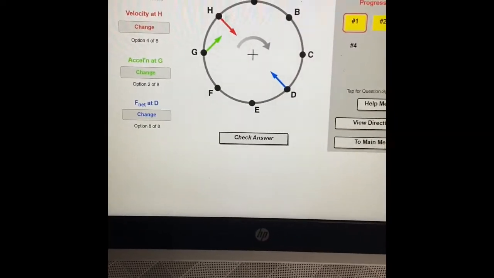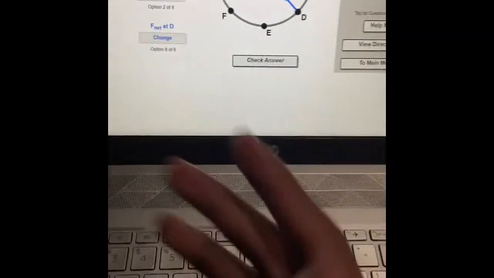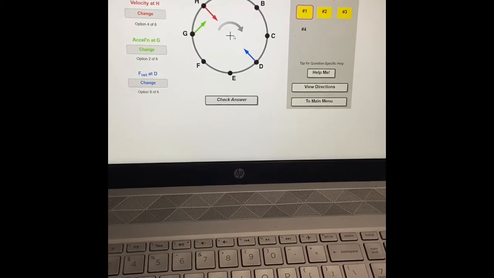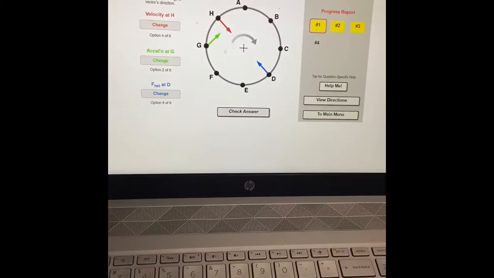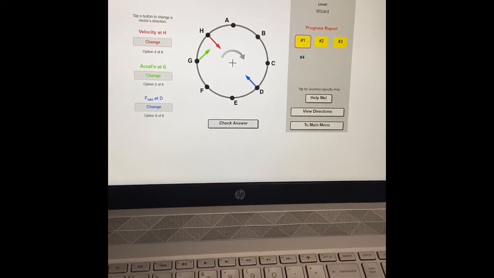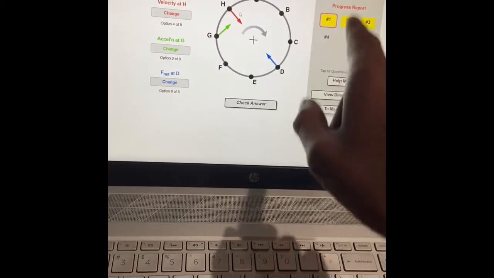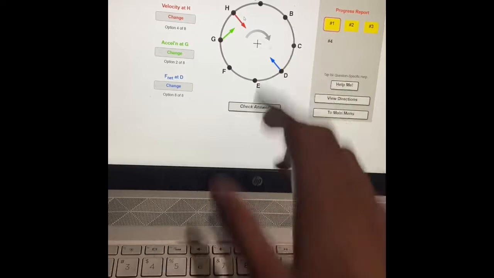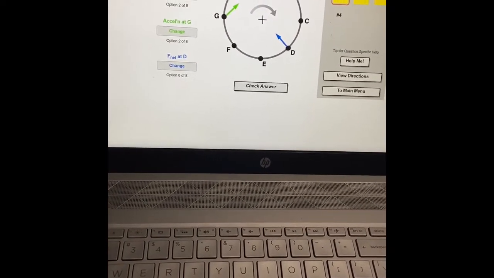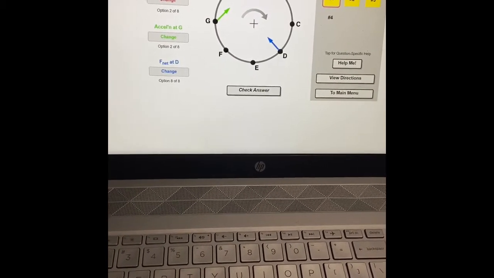Velocity is the red arrow right here. We can toggle through the options, but what you want to do is find the arrow that's tangent to the circle relative to the direction it's going in. As you can see, it's turning clockwise, so we want a velocity arrow that's going this way, tangent to the circle. This is because it's moving this way, so velocity will also point in the direction that the overall clock is turning. This one is tangent to the direction that it is moving in.